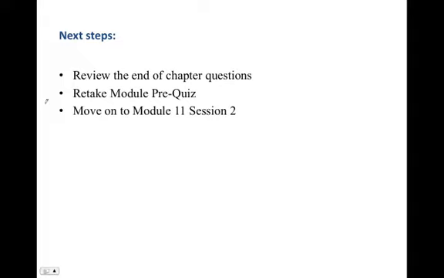For your next steps, you should review the end of chapter questions. Feel free to retake the module pre-quiz and move on to module 11, session 2.